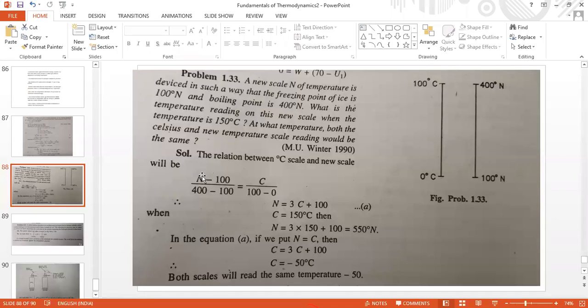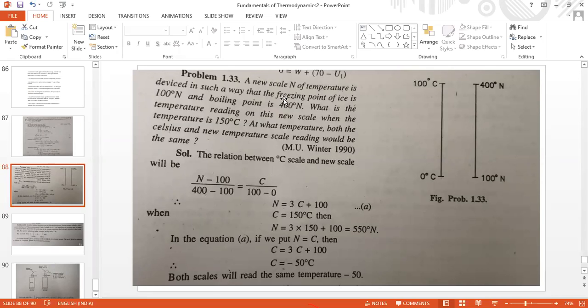For a difference of 100 minus 0 by 400 minus 100 equal to Celsius scale C minus 0 by new scale N minus 100. Because the reference point is taken as 0 for this also. So for C minus 0 by N minus 100, N minus 100 is equal to 100 minus 0 by 400 minus 0.